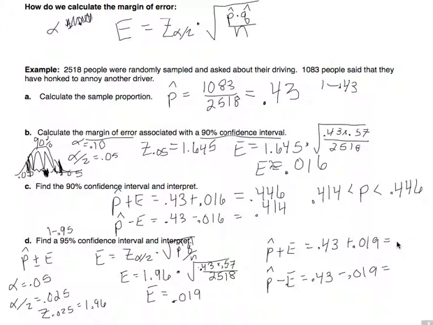So you should get 0.449 and 0.411. So what would we say? How do we interpret this? We are 95% confident that the true population proportion will be contained within the interval of 0.411 and 0.449. This is calculated using the margin of error formula, but we could also use Minitab, which I can show you in another video.